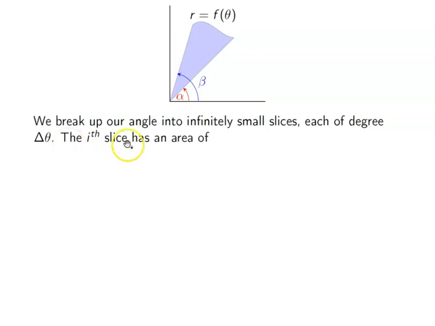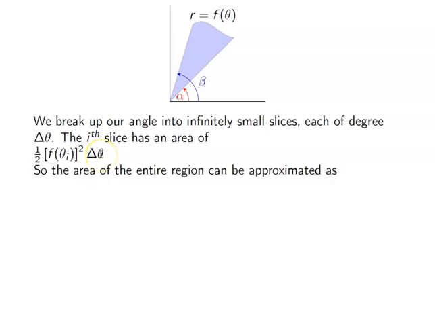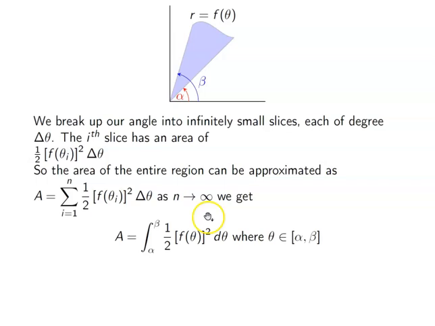So the ith slice, remember, the ith slice is just some random slice, is going to have an area of 1/2 f at that angle measure, theta i, squared times delta theta. And so if we add up the sums of all of those and take the limit as n goes to infinity, it turns into the integral from alpha to beta of 1/2 f theta squared d theta.